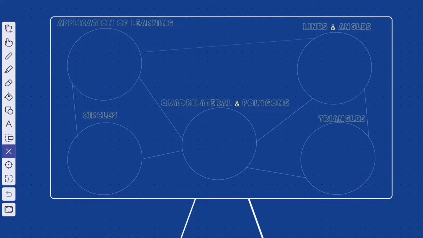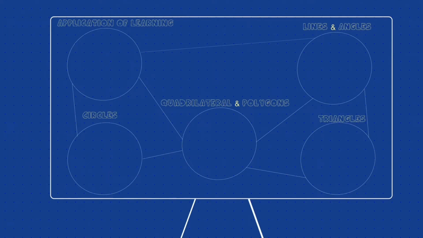So today we start with geometry. We'll divide the topic of geometry into 5 topics. First we'll start with a basic topic of understanding lines and angles. Then we'll move on to triangles, then quadrilaterals and polygons, then circles, and then application of learning. Application of learning will include problems which are a mix of circles, quadrilaterals, lines, angles, and triangles. So let's start with the first topic, which is on lines.